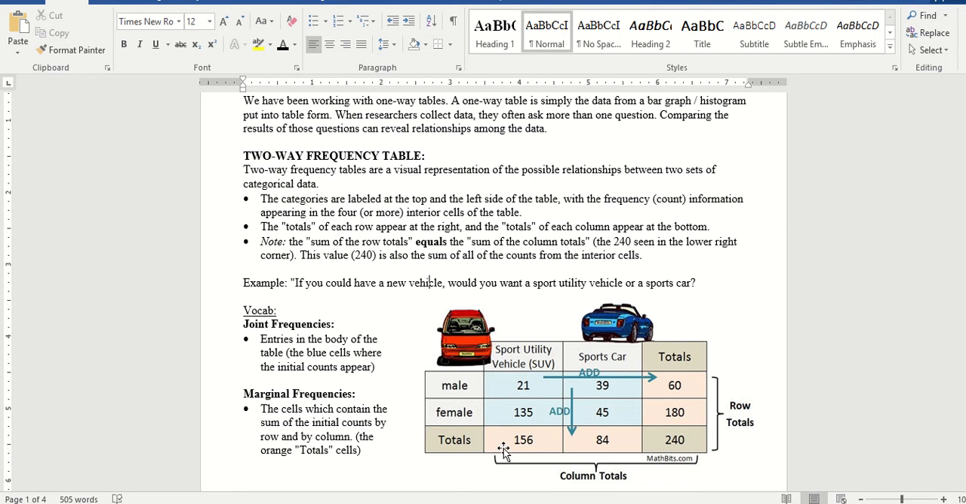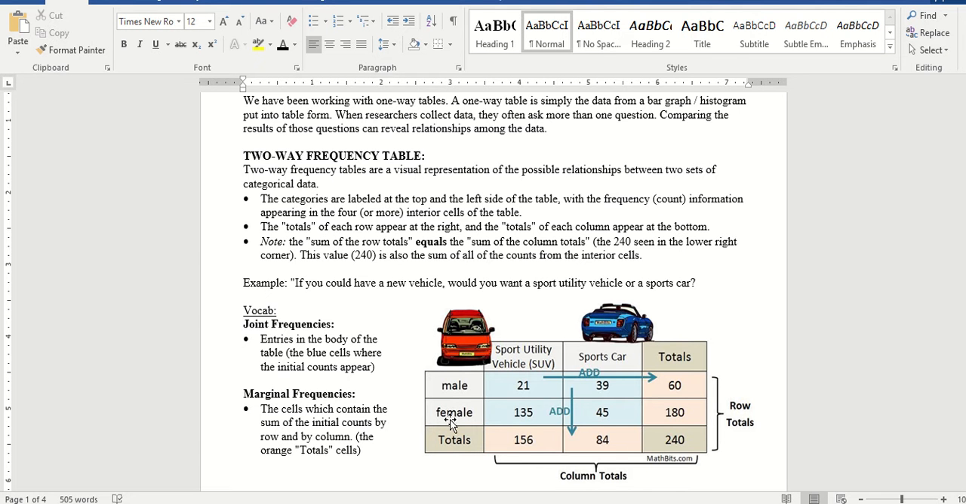All right, so there are three types of things they're going to ask us here. They're going to ask us to figure out, for example, how many males would like a sport utility vehicle, and they may ask you for a percentage. So we would look at the males in the sport utility vehicles, which is SUV, just 21, and just in the male column, there's 60 people. We're not comparing to anyone else; it's just the males. So this would be 21 out of 60. And to get the percent, we would just divide those two numbers and then multiply by 100.